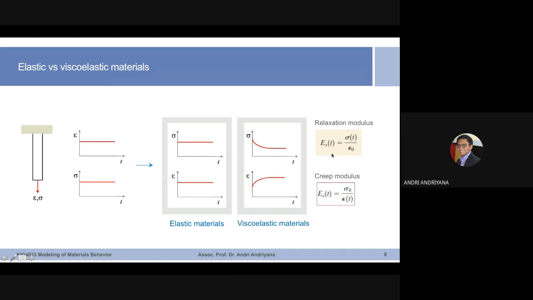So these are the notations commonly used for relaxation modulus, E_R, a function of t, which means that the property evolves as a function of time. And this is the characteristic of viscoelastic materials. Similarly, creep modulus, also a function of time. So in this example, it is noted by E_C, but very often it is also noted as D or creep modulus. Okay.